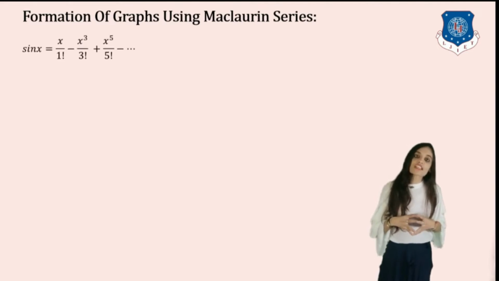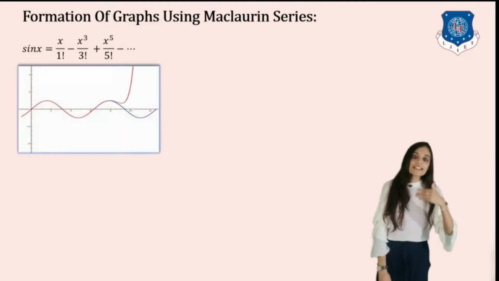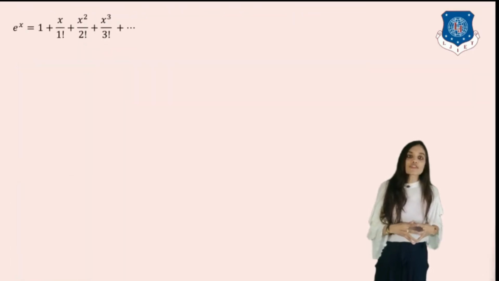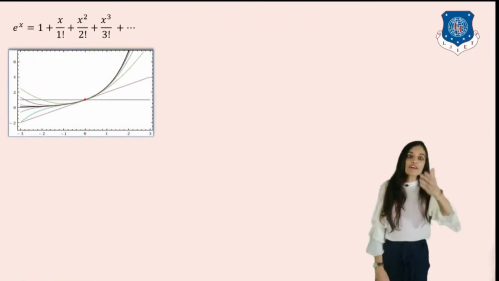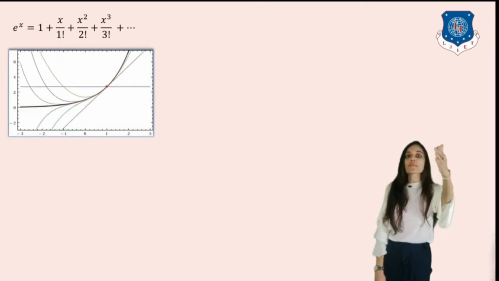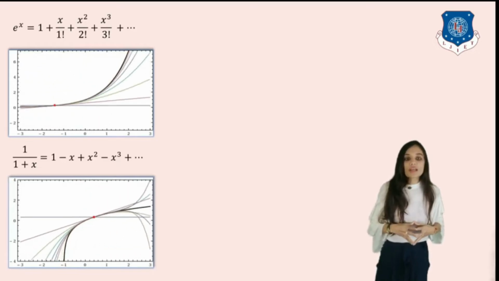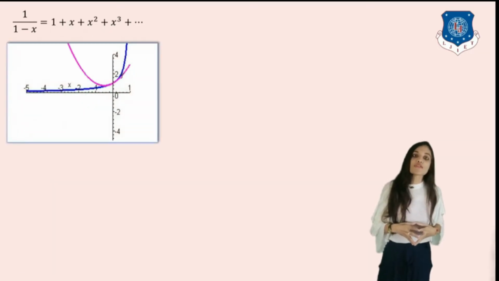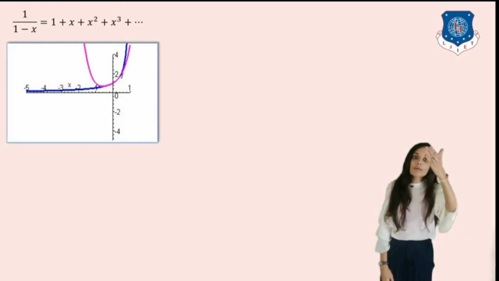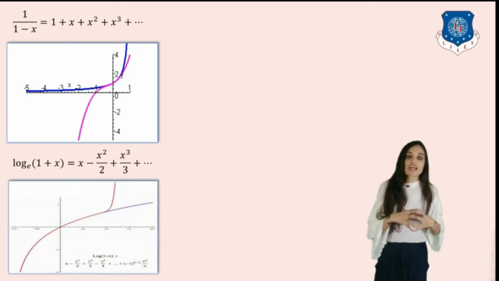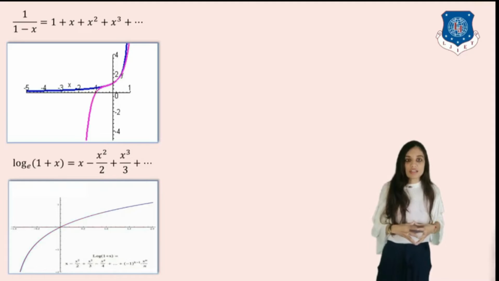So the first graph that is formed using Maclaurin series is of sin x, you can have a glance at it. Next is of cos x, you can have a look at it. Next graph is of e raised to x. So the graph of e raised to x is formed using our Maclaurin series. Next 1 upon 1 plus x. Next you can have a look at the formation of the graph of 1 upon 1 minus x. Next is of log 1 plus x. So all these graphs are formed using Maclaurin series.